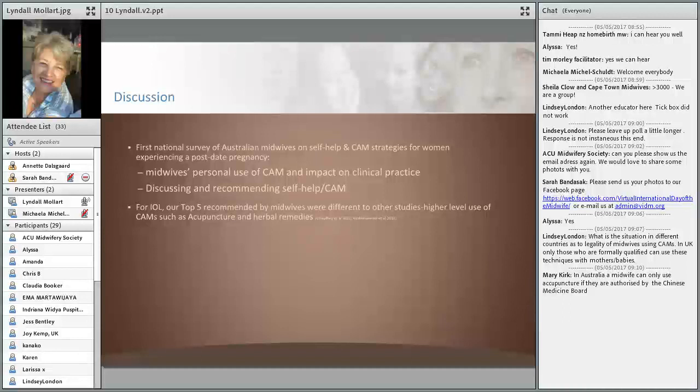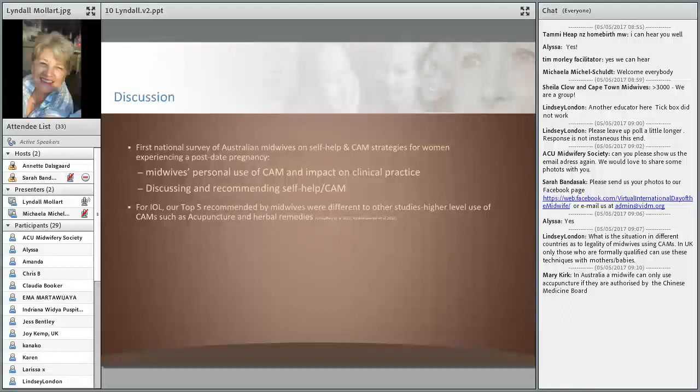There was one qualitative study done in Australia by Gatwood in 2010, and our findings are very similar to hers in that the Australian midwives in her study had a high use of self-help, such as nipple stimulation, but also acupuncture and raspberry leaf, to stimulate a post-date pregnancy.